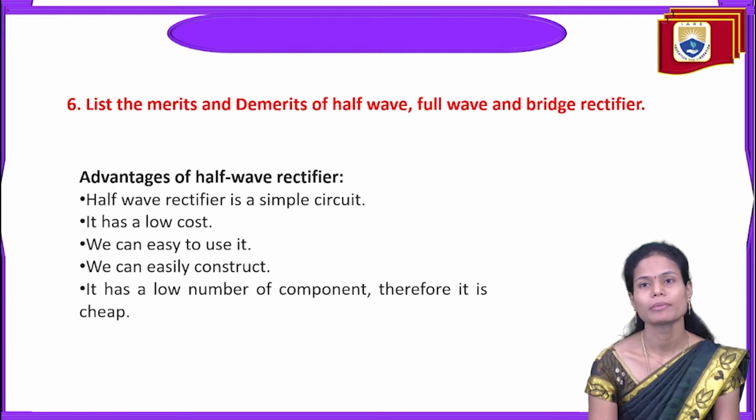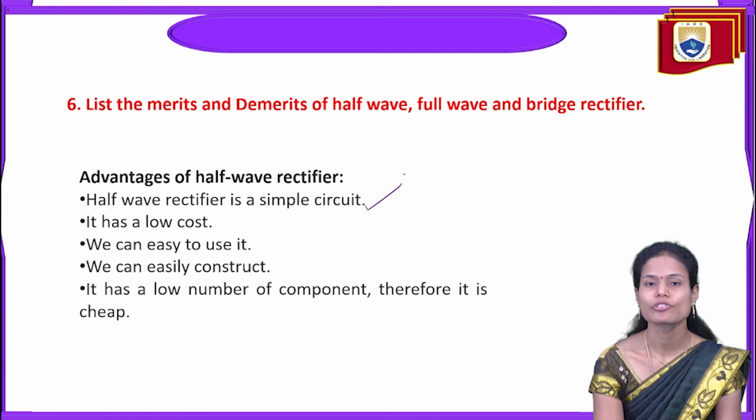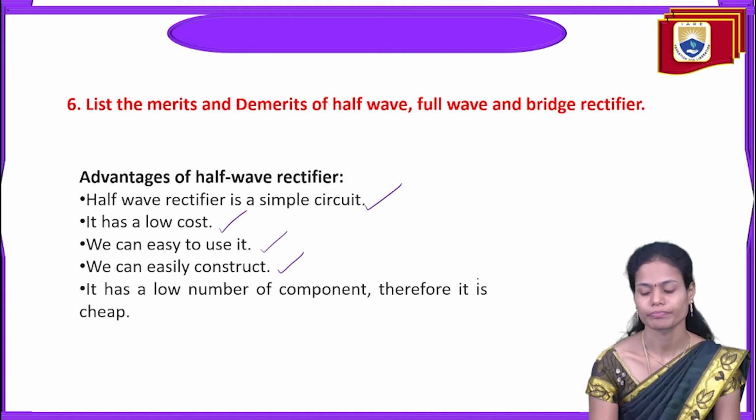And next one is list the merits and demerits of half wave, full wave and bridge rectifier. So while coming to the advantages of the half wave rectifier, it is a simple circuit. Why? Because to construct this we require only a diode as well as a resistor, and it has very low cost. Why? Because the cost of the resistors as well as diodes is very low, and we can easily construct this particular circuit, and it has fewer components, so it is very cheap. So these are the advantages of the half wave rectifier.